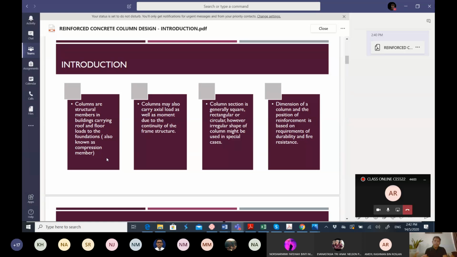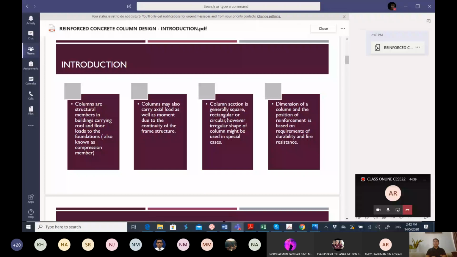So sometimes we will do a frame analysis. In your next semester or next year, you will have an integrated design project class. In that class, you will go through the frame analysis in order to analyze the load on the column, because the load on the column is not given in the question, so you have to determine it by yourself. Column section is generally square, rectangular or circular.